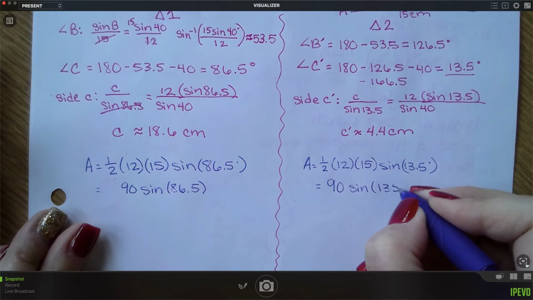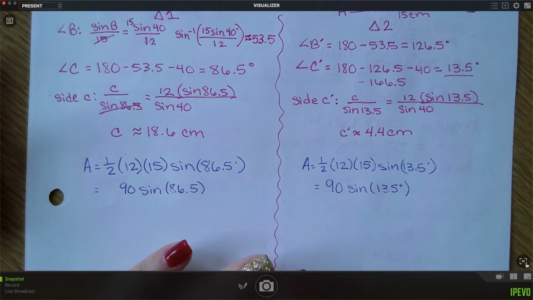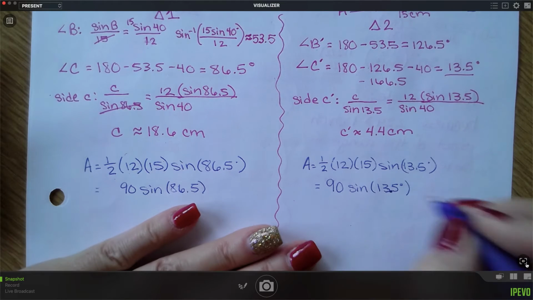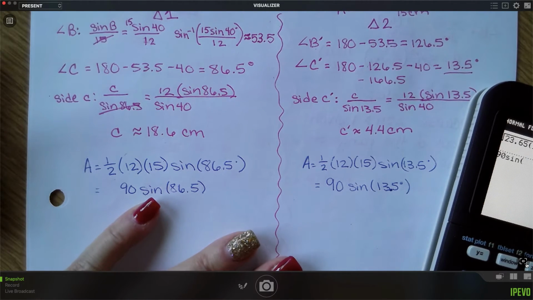One's going to be the sine of 135, which is square root of 2/2 because it's a 45, right? That's 13.5. No. Oh, it's 13.5, not 135. That was wishful thinking. Okay, so then put it in our calculator, right? 90 sine of 86.5, and 90 sine of 13.5. I was going to say 135 again.